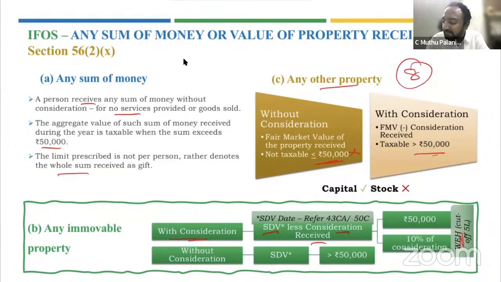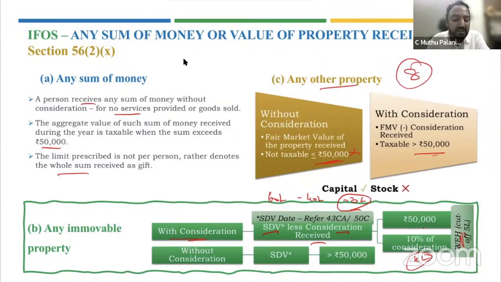For example, if my stamp duty value is 60 lakhs and my consideration received is 40 lakhs, the difference is 20 lakhs, correct? Now 10% of consideration is how much? 4 lakhs. So 10% of consideration is 4 lakhs. Since 20 lakhs is more than 4 lakhs, 20 lakhs will be treated as gift. So 50,000 or 10% of consideration, whichever is higher. If my difference is more than this amount, then it will be treated as gift.